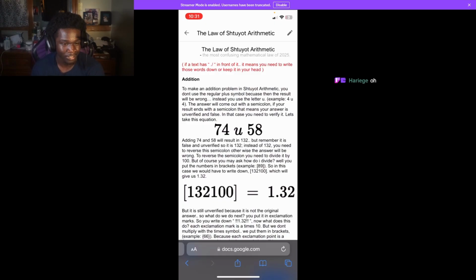The law of nonsense arithmetic. To make an addition problem in nonsense arithmetic, you don't use the regular plus symbol because then the result will be wrong. Instead, use the letter U. Example: 4U4. The answer will come out with a semicolon. If a result ends with a semicolon, that means your answer is unverified and false.